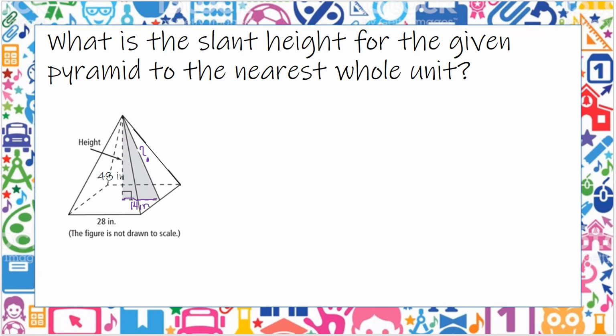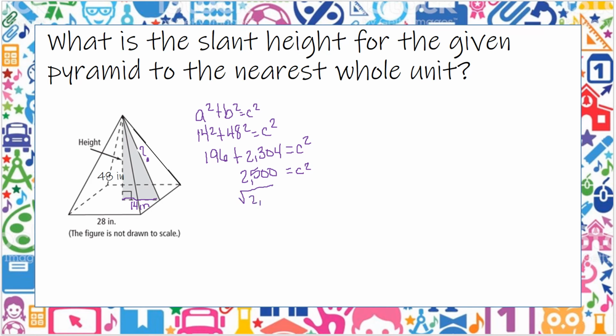So now we have to use Pythagorean theorem. A squared plus b squared equals c squared. A and b are both the legs, so that would be 14 and 48. And then we are looking for the hypotenuse, which is our c. 14 squared is 196. 48 squared is 2,304. And when we add those together, we get 2,500. Now we have to take the square root of both sides in order to get c by itself.